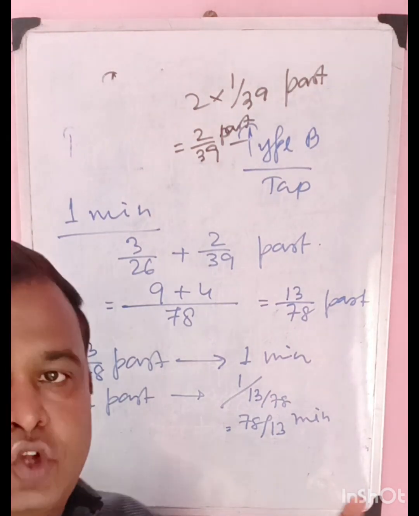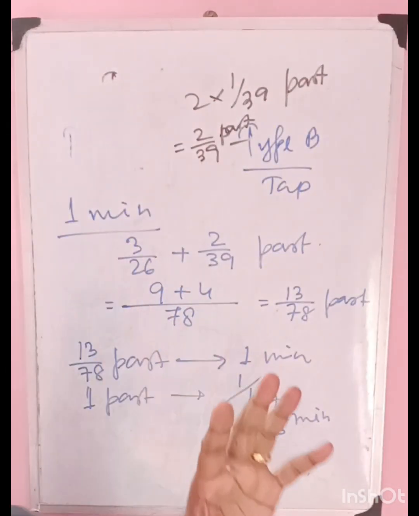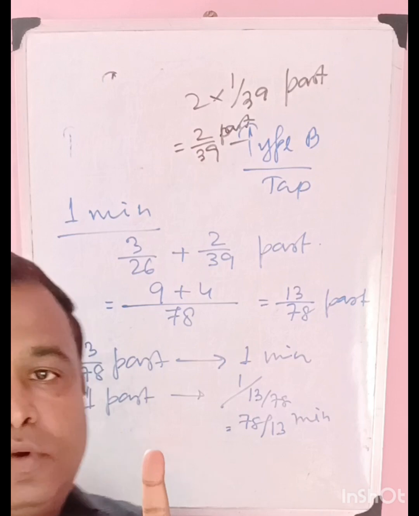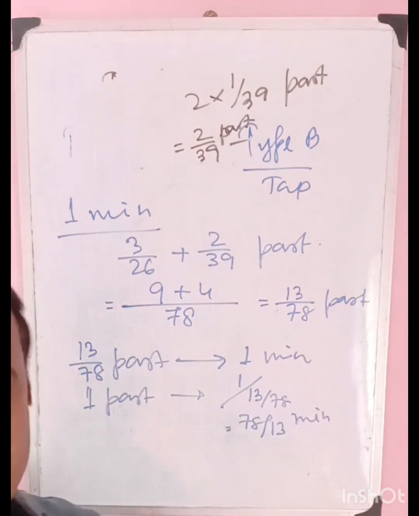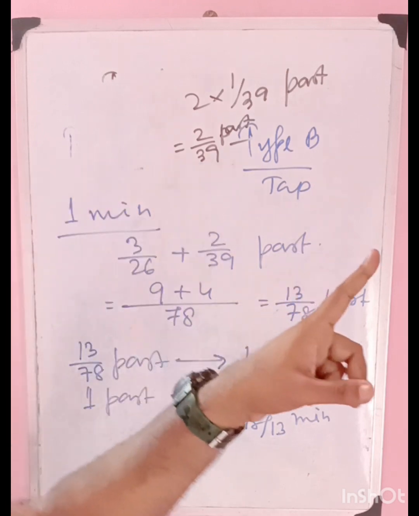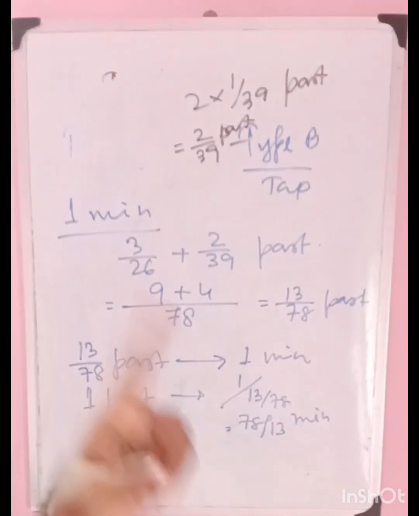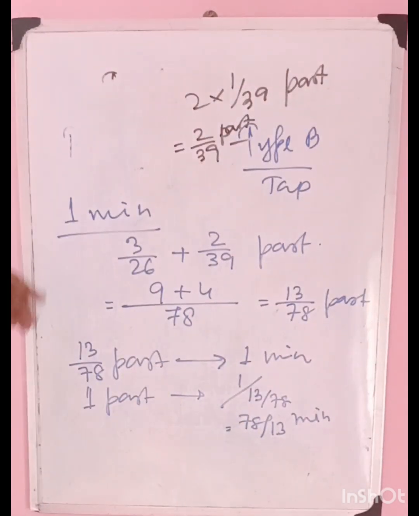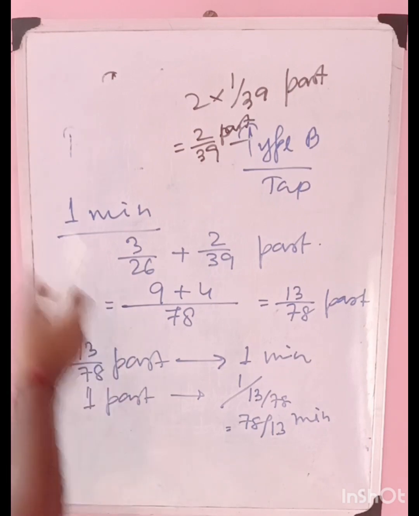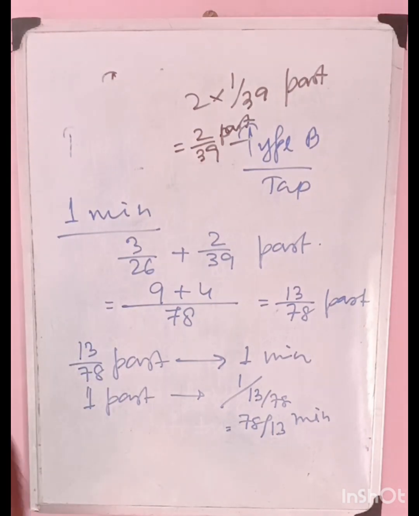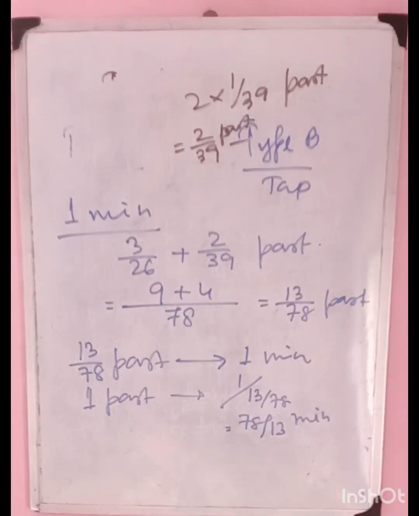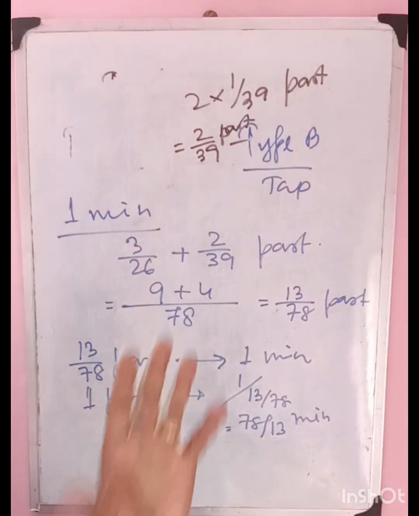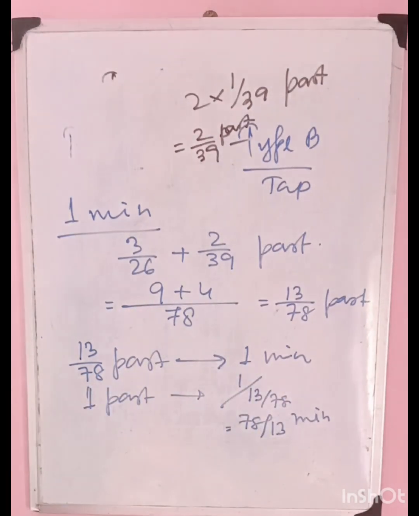clear? So the basic thing is the same. For one tap we calculate what part is filled up in 1 minute, and for the second tap what part is filled up in 1 minute. If the number of taps is more than one, then we multiply that part with that number, that part with that number, and then add. So this is the basic thing of these problems.